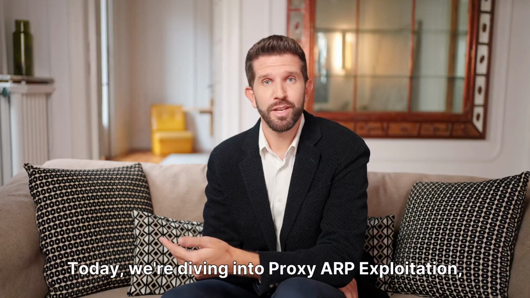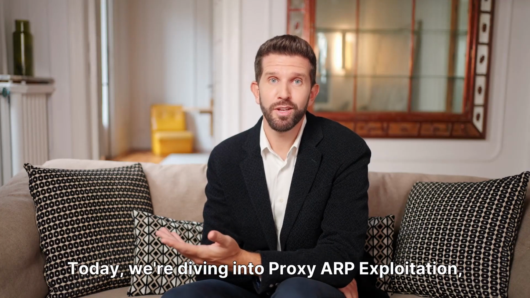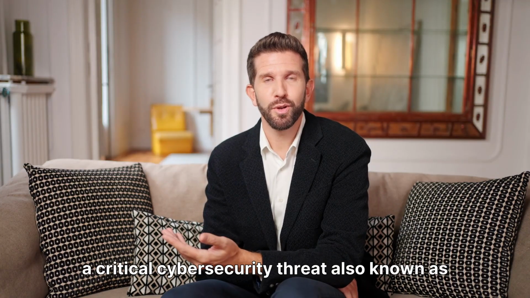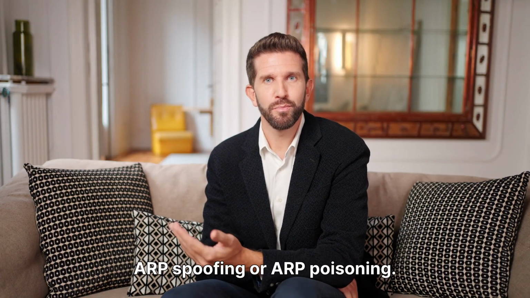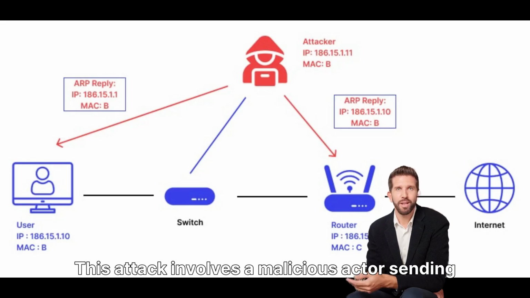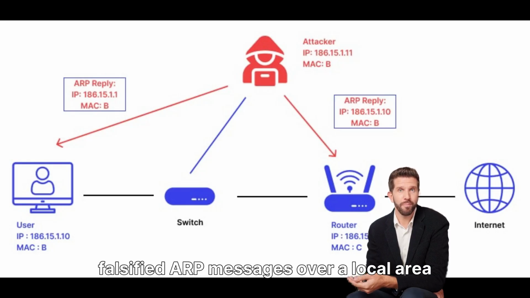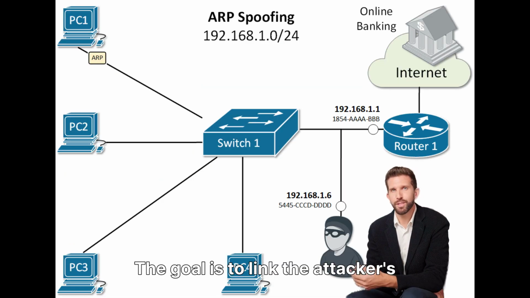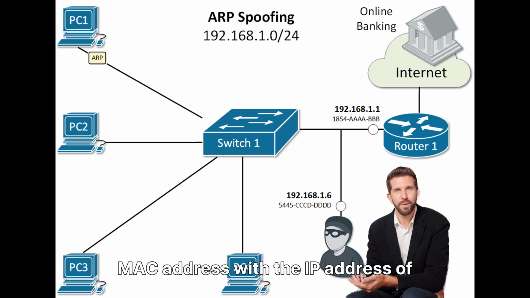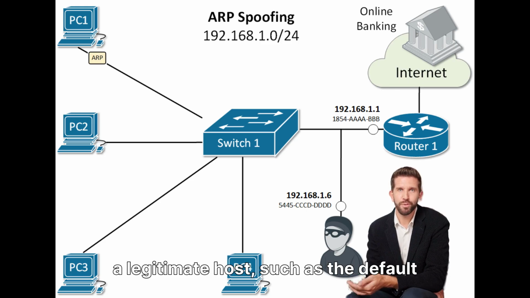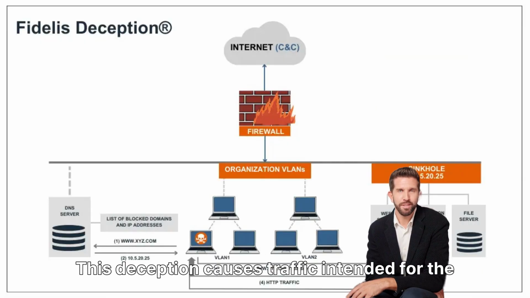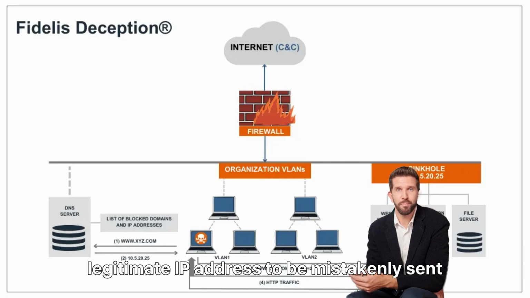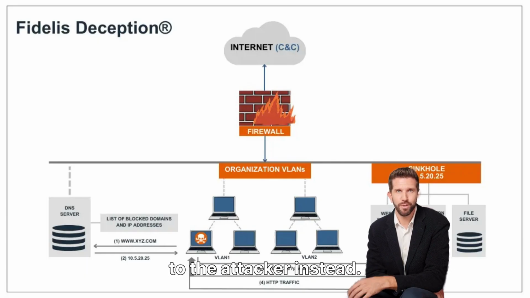Today, we're diving into Proxy ARP Exploitation, a critical cybersecurity threat also known as ARP spoofing or ARP poisoning. This attack involves a malicious actor sending falsified ARP messages over a local area network or LAN. The goal is to link the attacker's MAC address with the IP address of a legitimate host, such as the default gateway. This deception causes traffic intended for the legitimate IP address to be mistakenly sent to the attacker instead.